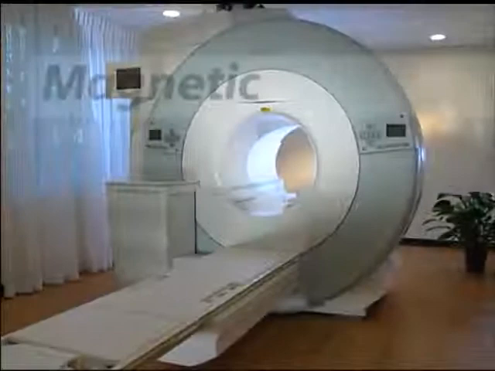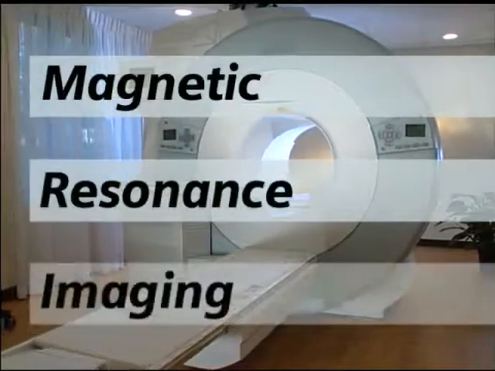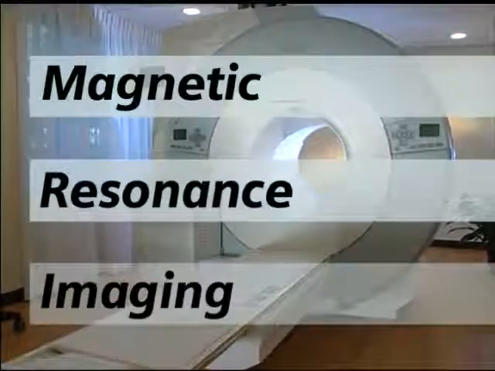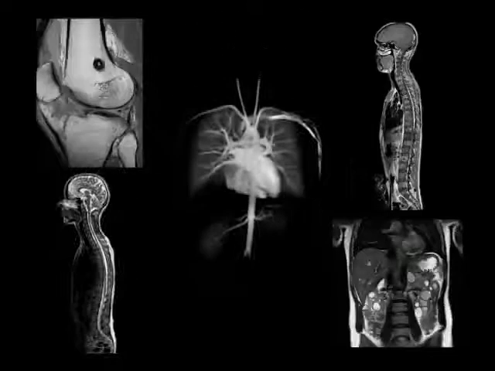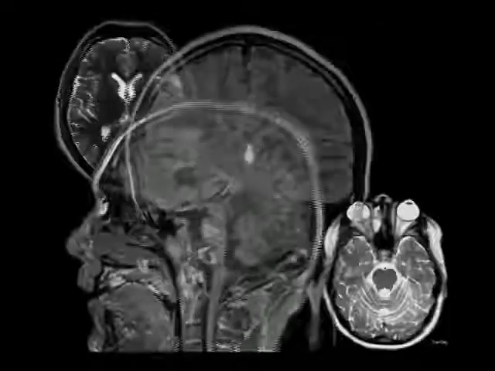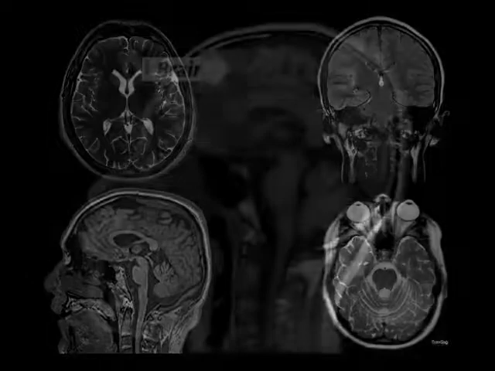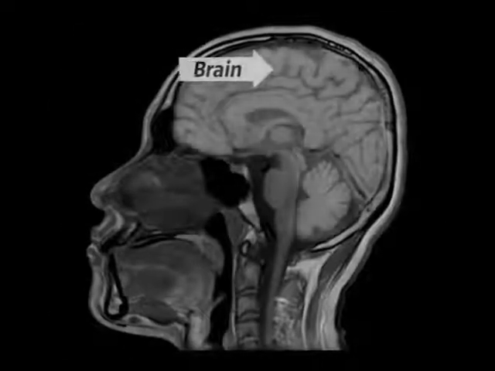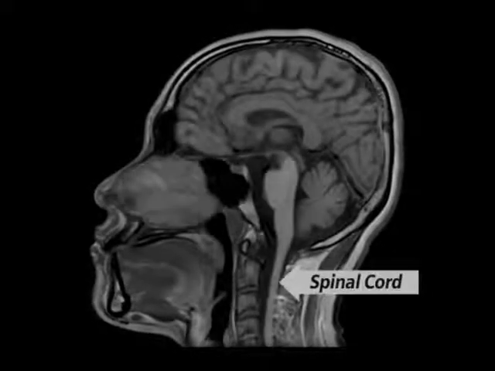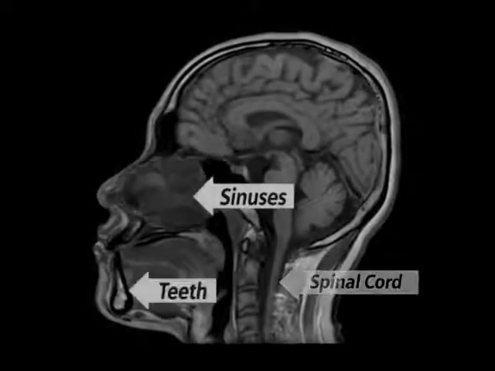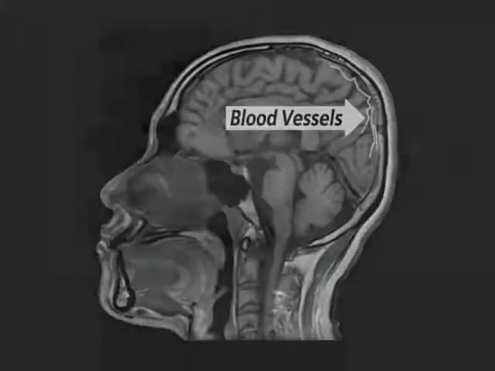What is MRI? MRI stands for magnetic resonance imaging, and for the next few minutes, we'll discuss the MRI examination. You'll see some of the remarkable images produced by this type of medical imaging exam. These are MR images of the brain. They're astoundingly clear and detailed. Here, in addition to the brain, we can see the spinal cord, sinuses, teeth, and even the blood vessels.